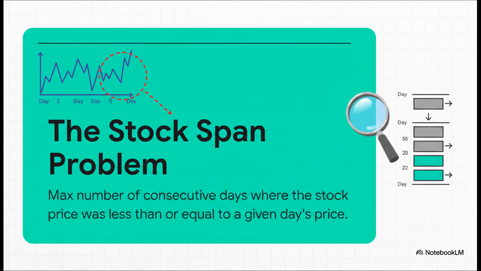Well, it's pretty simple. For any day you pick, you just look backwards and you count. You count how many days in a row, including today, the stock price was the same or lower than today's price. As soon as you hit a day that was higher, the streak is broken. That unbroken chain of days, that's your span.